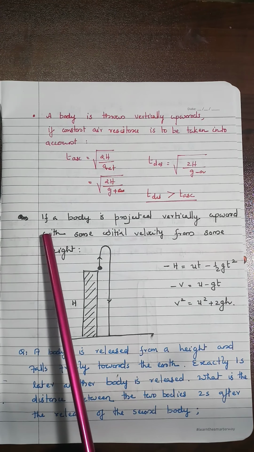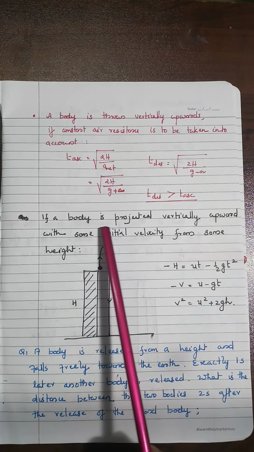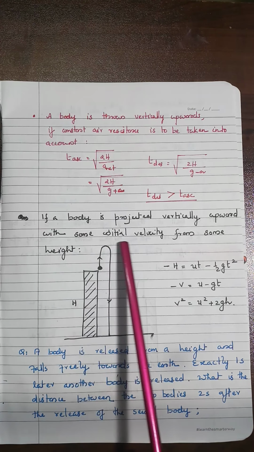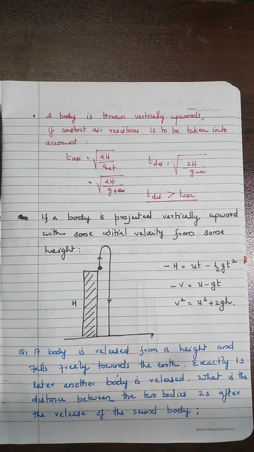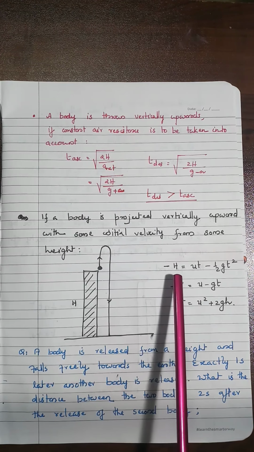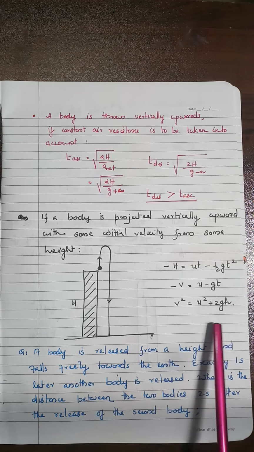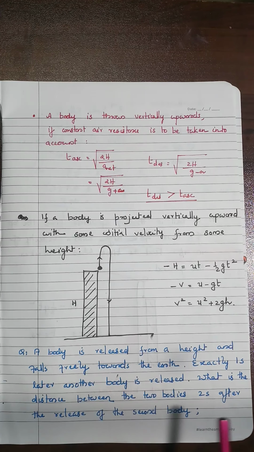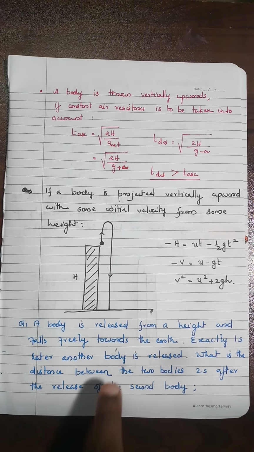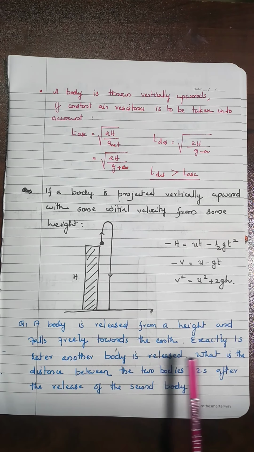And see another crucial concept. If a body is projected vertically upward with some initial velocity from some height, see the equations of motion. A very important concept. We can go with 2 questions also. A body is released from a height and falls freely towards earth. Exactly 1 second later, another body is released. Then what is the distance between the 2 bodies 2 seconds after the release of the second body?